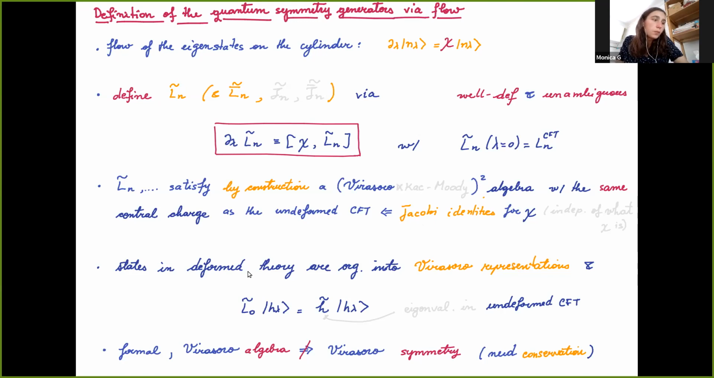Another property of these operators is that if you look at L0 tilde acting on the flow of a primary state in my original CFT, this has to flow in the same way as the primary. So the proportionality must be a constant, which is nothing but the eigenvalue of the undeformed CFT generator, L0. So L0 tilde on the flowed primary eigenstates is just the undeformed eigenvalue. Okay, good. So these are some formal properties. Well, I have some Virasoro generators, but I haven't shown you that there are symmetries, because in order for them to be symmetries, I need to prove that the generators are conserved.